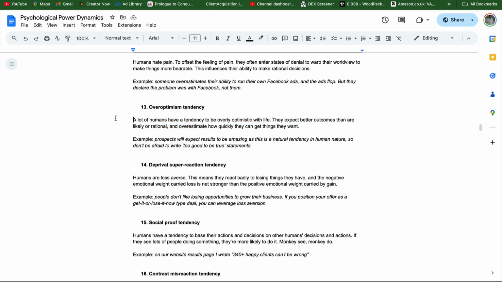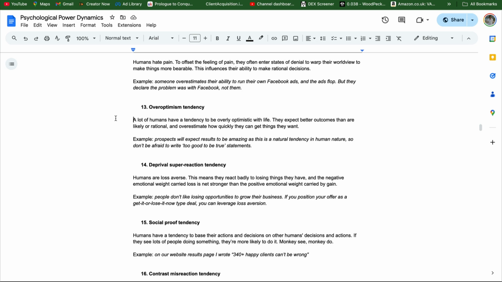I meet so many people. Pretty much every entrepreneur has this. If you're an entrepreneur, if you're in the program, you have this. I mean, this is a big effect in your life because I do this all the time, right? We have a massive tendency, especially as entrepreneurs, to be overly optimistic, and we all expect better outcomes than are actually likely or rational, and so we overestimate how quickly we can get things done.